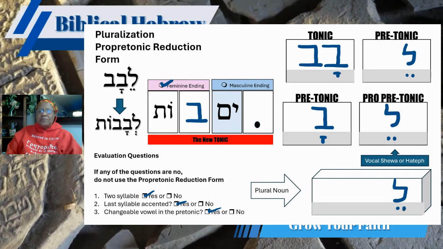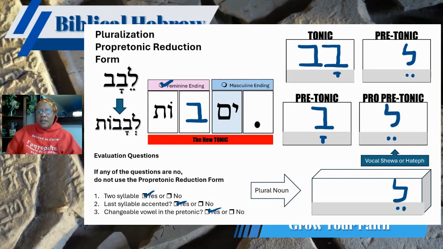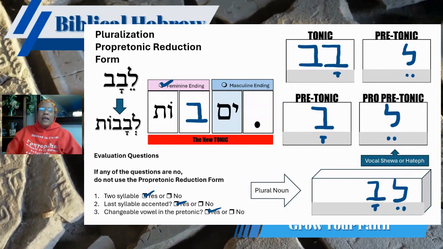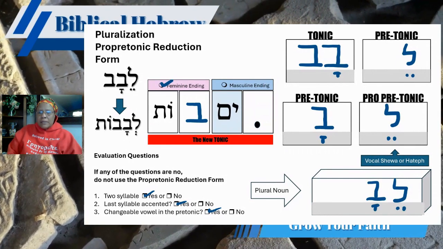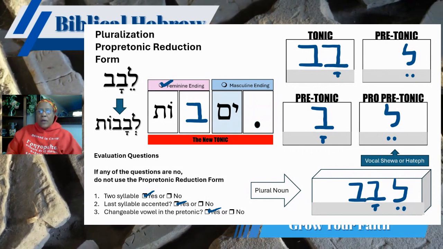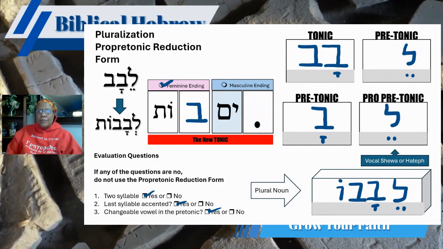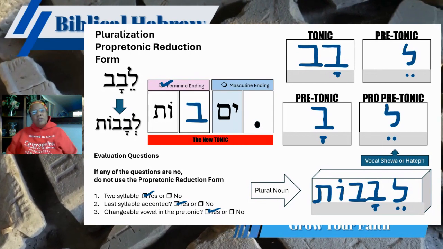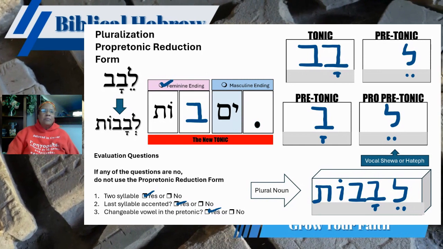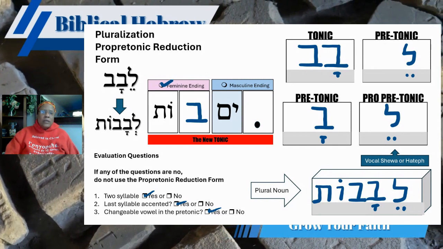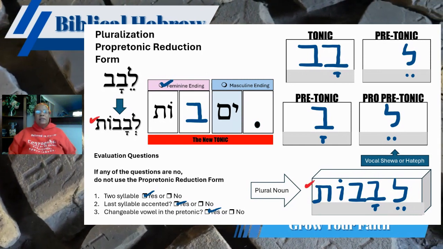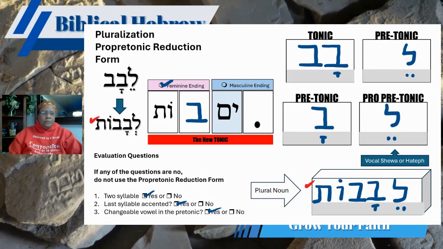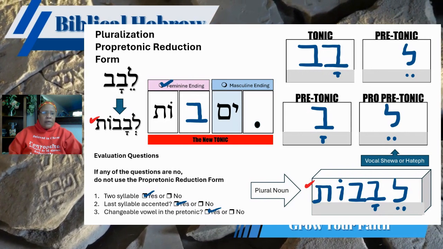So Lev, and then Va, and writing the second begadkefat letter with a colon vowel. So hopefully you were screaming at the video going, no, that's wrong, that's wrong. And you would have been absolutely correct. And so as we look and check it, it is correct. All right. I think we're cooking with gas.